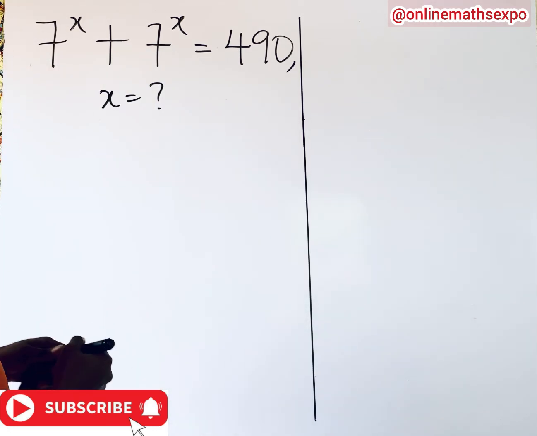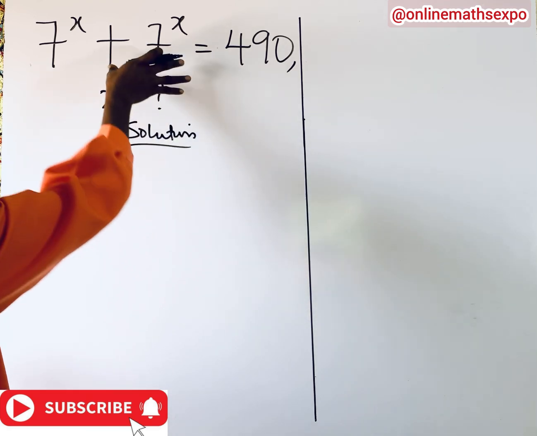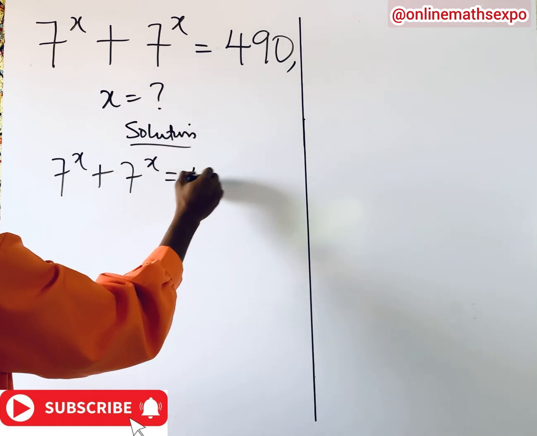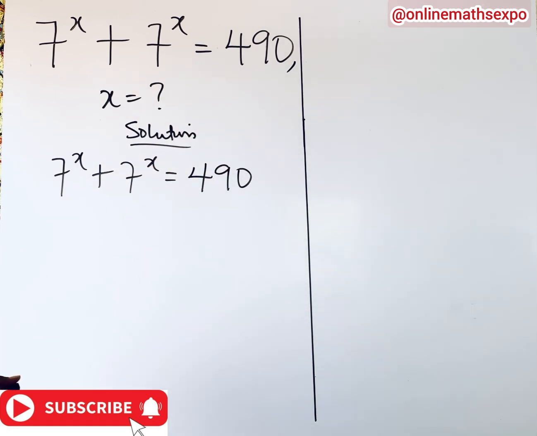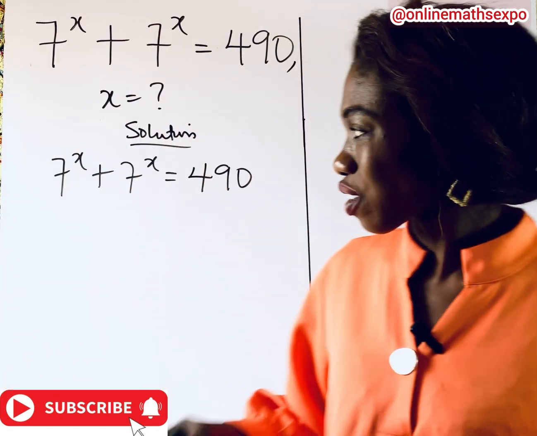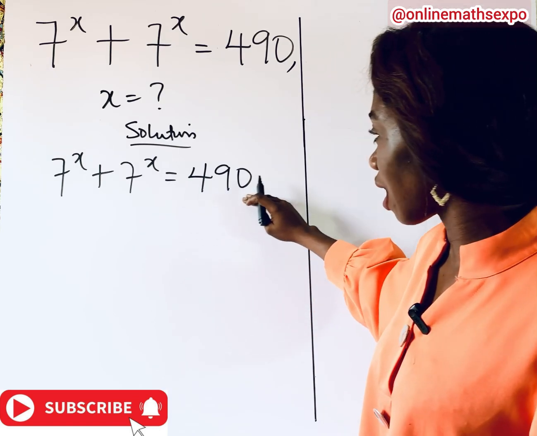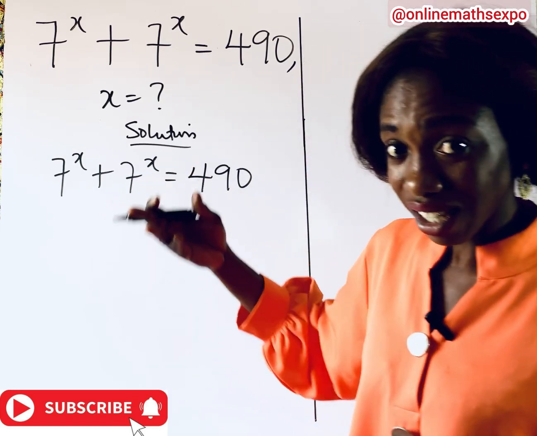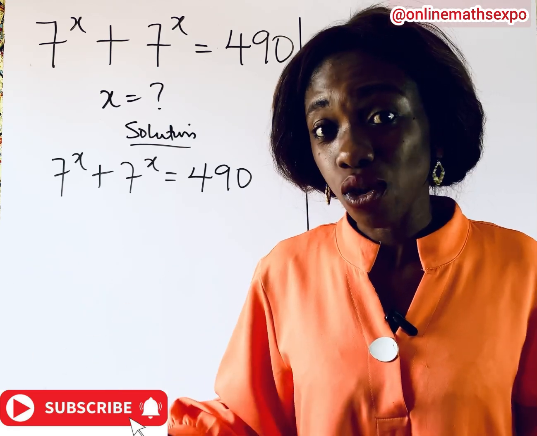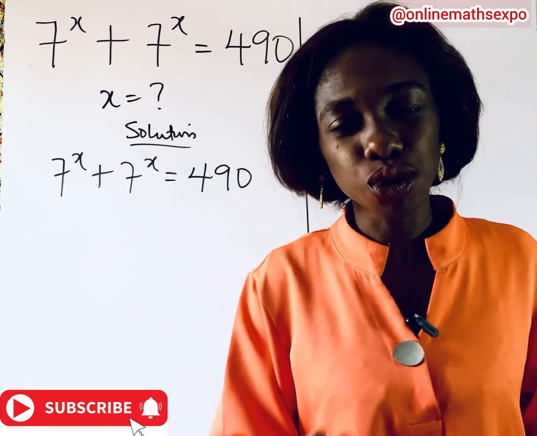It's very simple. What to do here is just begin with the solution. So this is what you have: 7 to the power of x plus 7 to the power of x is equal to 490. Now, this is a simple exponential equation. But when you look at this, you ask yourself, is there a possibility of expressing 490 in the same base as 7? If your answer is no, the secret is that you have to simplify and make use of your logarithm. Now, let me show you what you do.